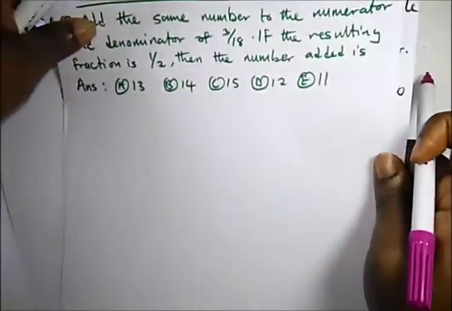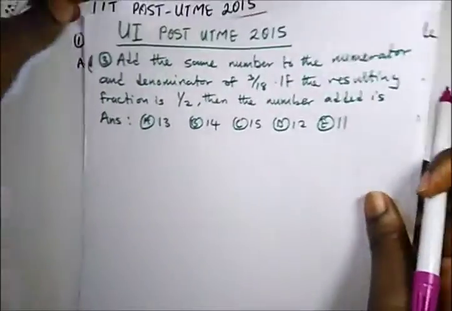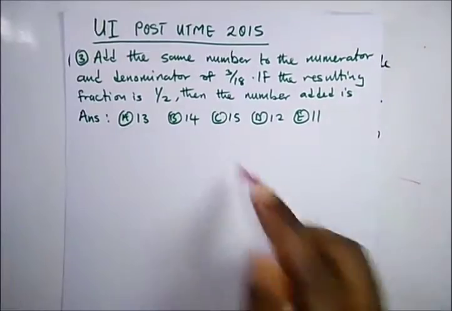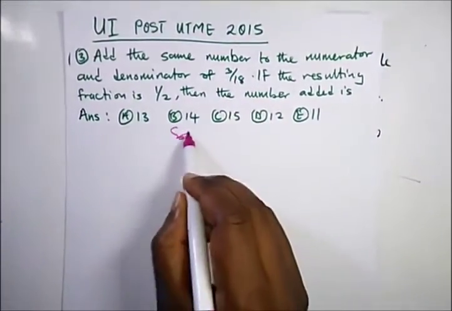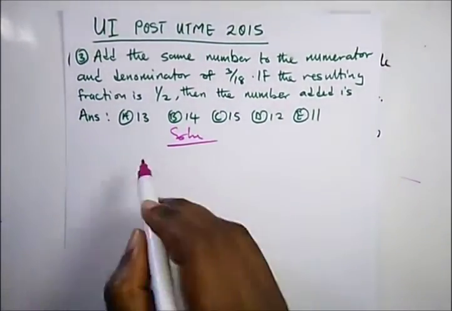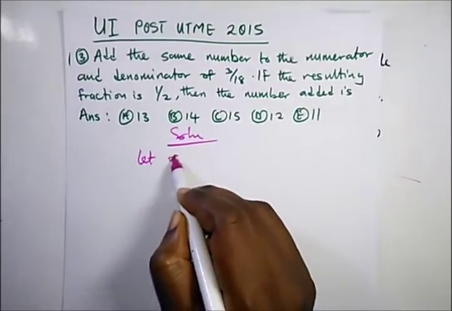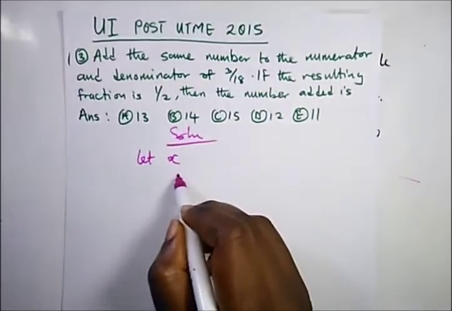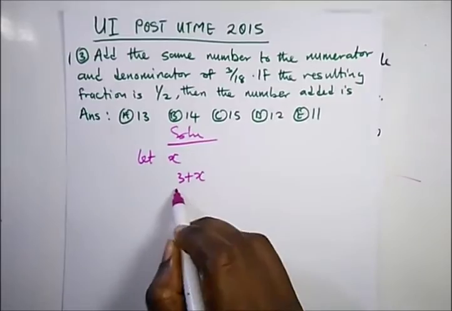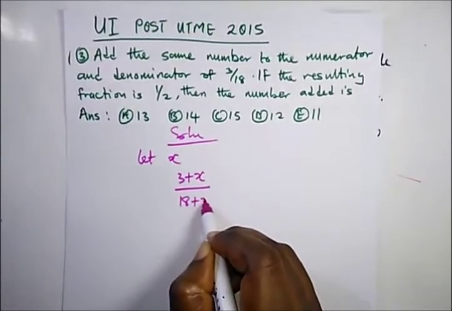Our next question, that's number 3, says: add the same number to the numerator and denominator of 3 over 18. Let the number be x. Okay, so let's add the same number. So we have 3 plus x over 18 plus x.